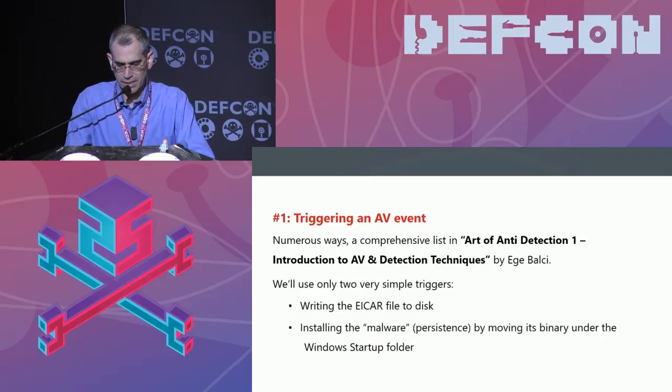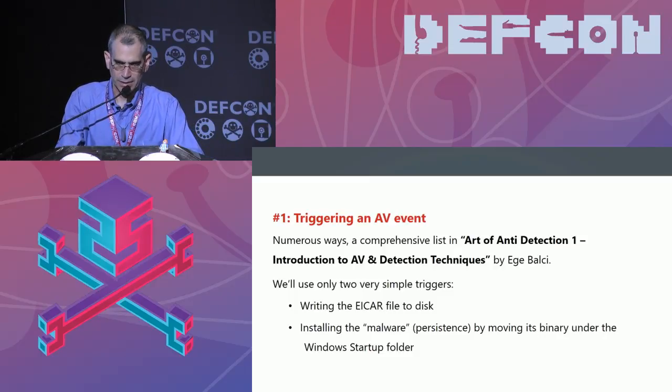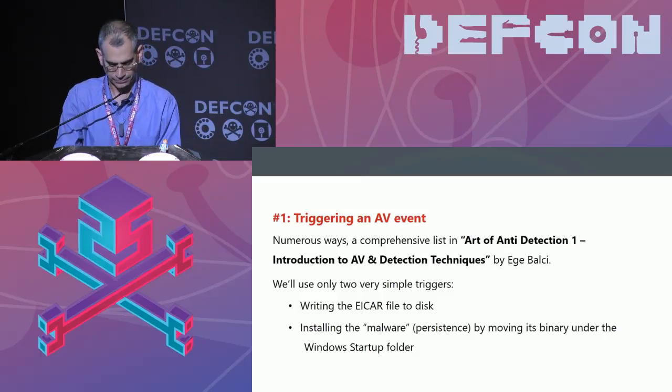The other one is having the malware install itself or persist itself on the machine in question, on the endpoint, by moving or copying its binary to the Windows startup folder. Of course, there are tons of other triggering techniques. These are but two very simple techniques, but even with those two simple techniques, we got very interesting and meaningful results.